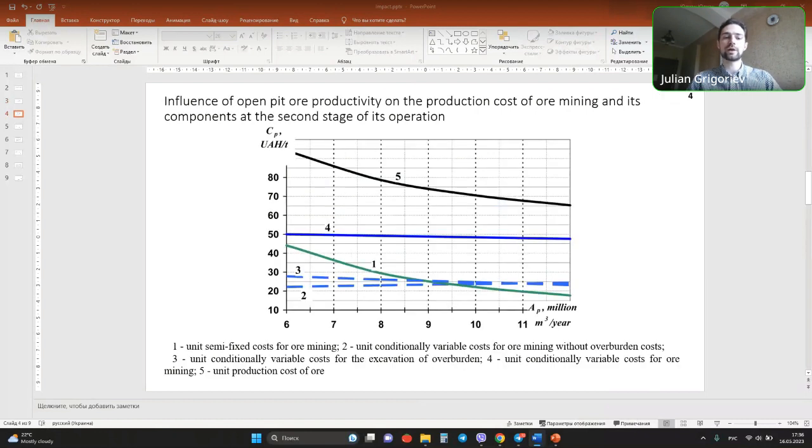For conditions close to the mining and processing plants of Krivbas, we analyzed the impact of open pit productivity on the cost of production of final commercial products. The conducted studies allow us to establish the degree of influence of various costs on the production cost of the concentrate with a change in the productivity of the open pit for ore. From sheets 3 and 4, it can be seen that the specific semi-fixed costs for ore extraction, line 1, are the same in both the first and second periods of the open pit operation and decrease with an increase of productivity.